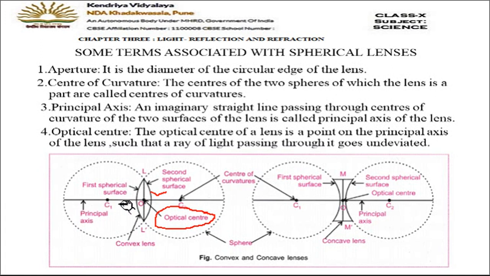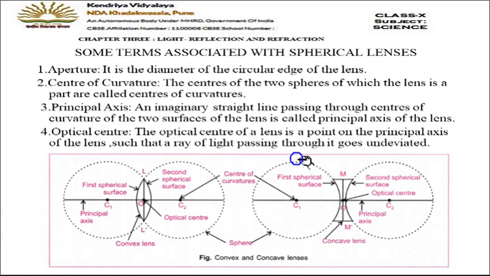Now, as we have studied in the case of mirrors also, the line which passes through the center of curvature and the center of the lens is known as the principal axis. You can see that this line is joining both the centers of curvature as well as the center of the lens.